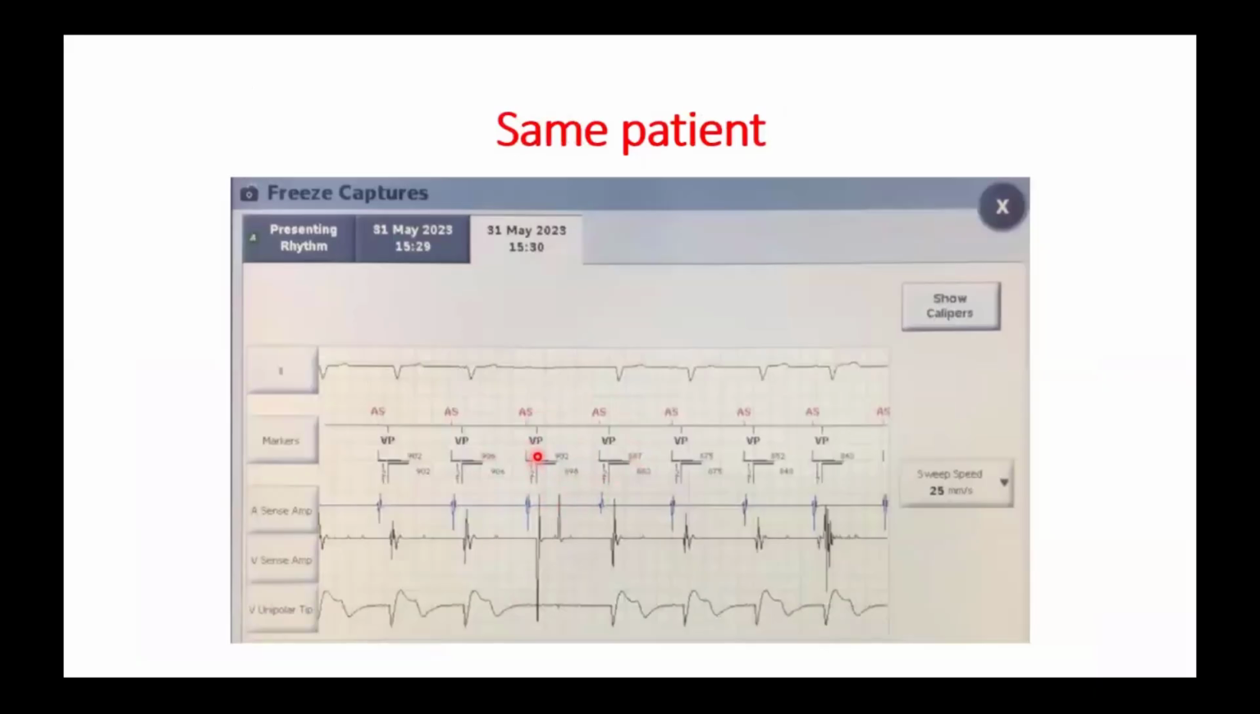Here also, this is the same patient with intermittent loss of ventricular capture, and the artifact is still present. Okay.